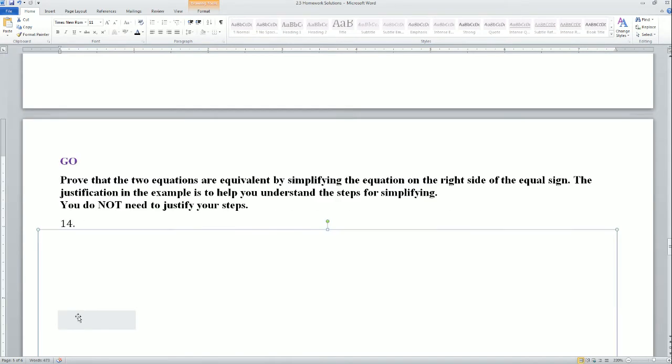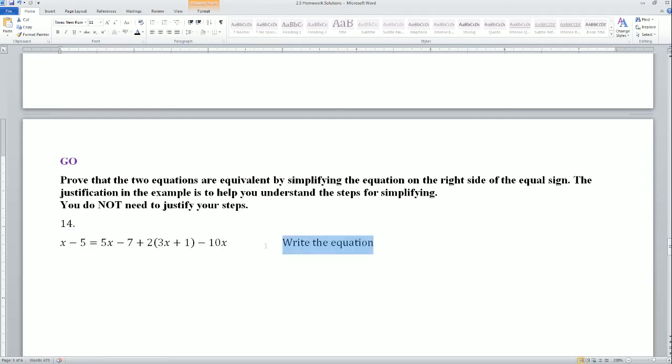Alright, go. Prove the two equations are equivalent by simplifying the equation on the right-hand side of the equal sign. The justification in the example is to help you understand the steps for simplifying. You do not need to justify your step. I'm going to be justifying my steps for you. You don't have to. Number 1 is always to write the equation. Why do you write your equation? Helps your brain organize the equation, tells you which one you're going to work with.